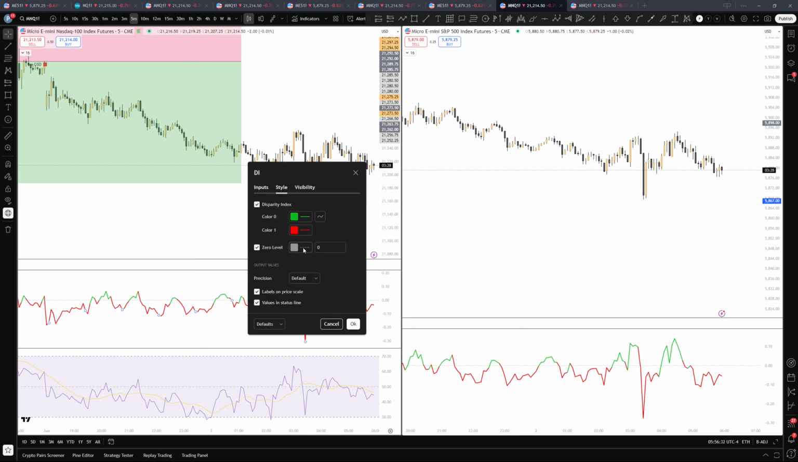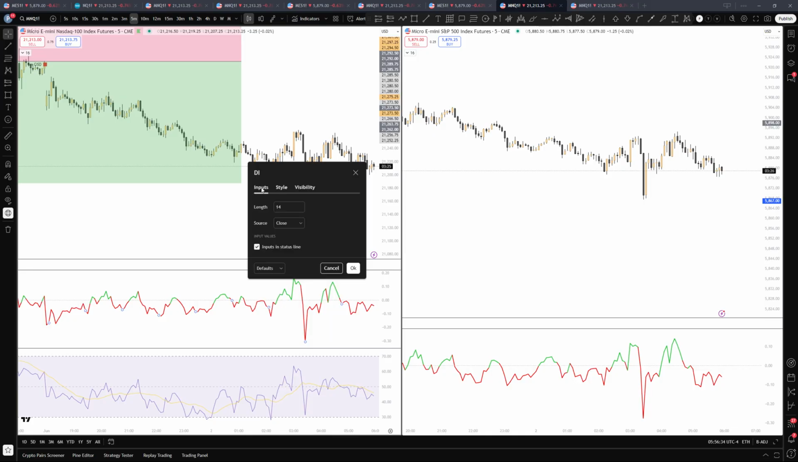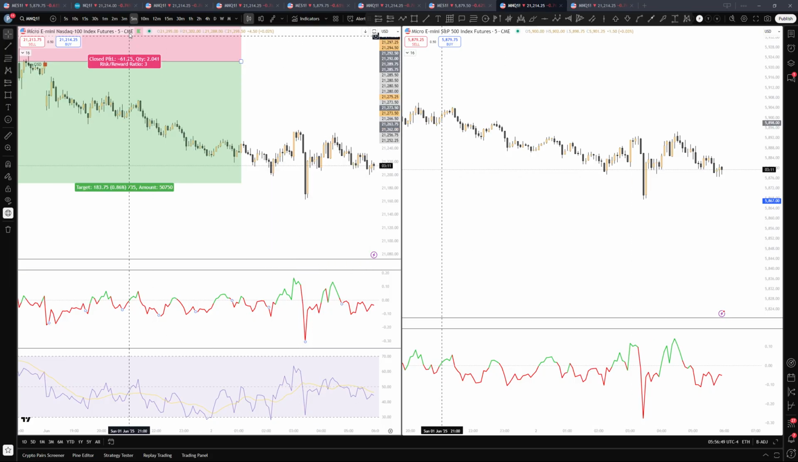There isn't really much to it. All we're really interested in is going to be the length, which I set to 14, which is actually the default that the RSI goes to as well. Okay, so feel free to set the Disparity Index to 14. And I am currently on the 5-minute chart.